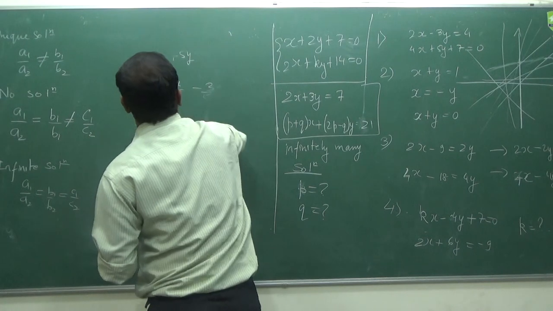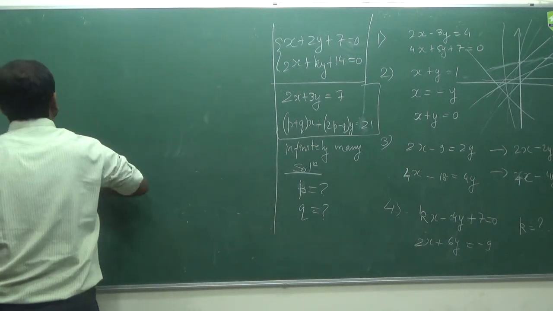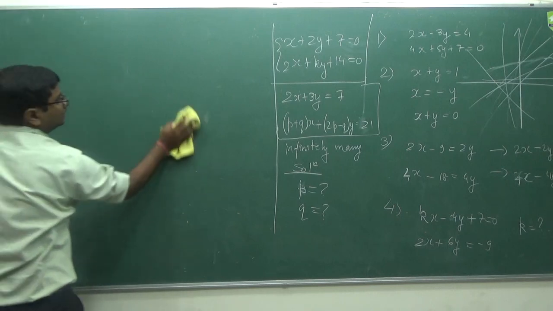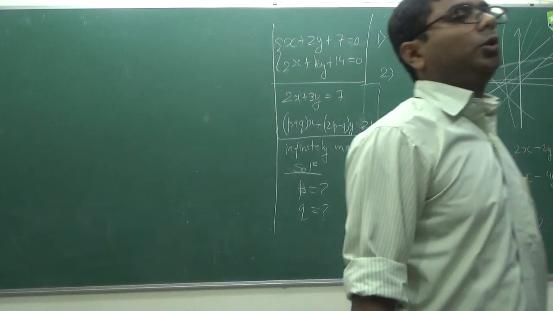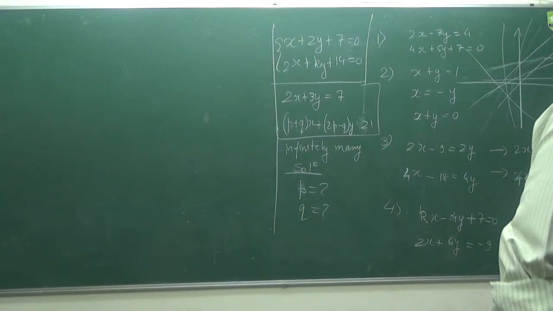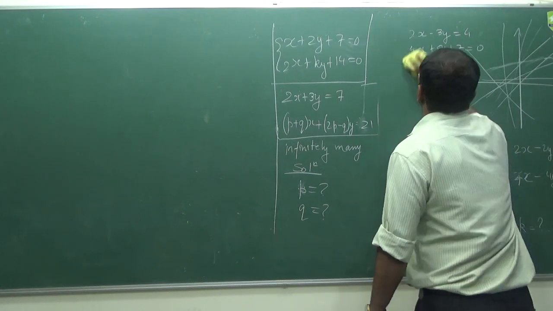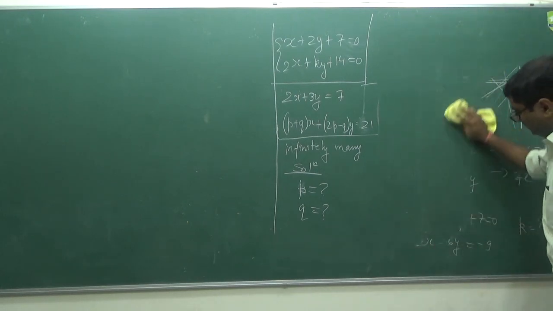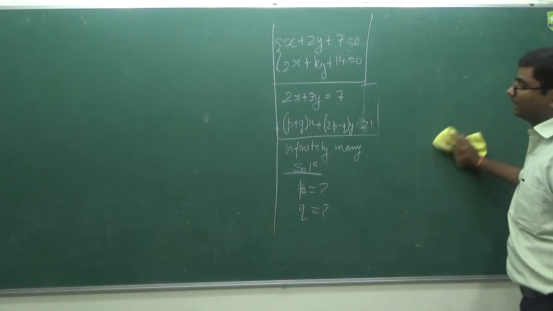One minute, 10 seconds extra. Did you guess, sir? I saw it. Hey, p plus q. No, no unfair means. Q is equal to 1 and p is equal to 5. Yeah, I got the same thing.